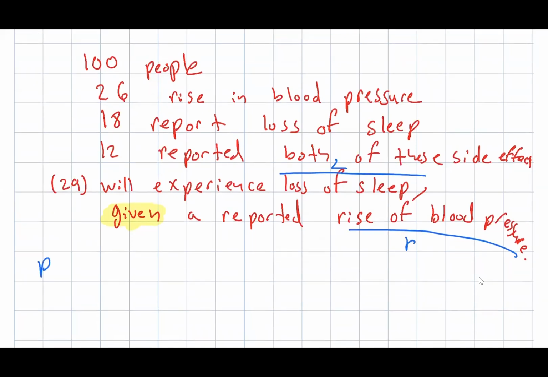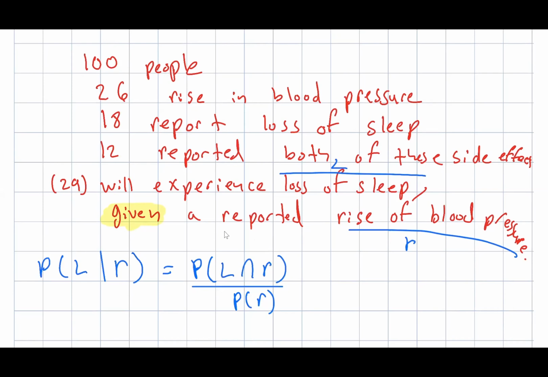So for this one, we want to find the probability they have loss of sleep, given that they have a rise of blood pressure. What you want to go ahead and do is find the probability of L and R, and divide that by the probability of R. That's just going back to the formula for conditional probability. Any questions so far for that labeling?